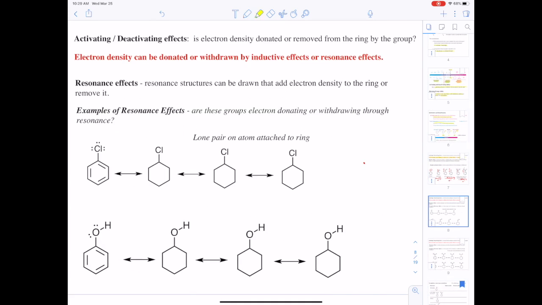Now the other way in which you can have electron donation or withdrawal to the ring is through resonance effects. So here we can look at chlorine or oxygen on the ring, and you can draw other resonance structures. For instance, these electrons can become a pi bond here, and these electrons have to go somewhere, so you can kick them up onto this atom. And then you could move these in to become a pi bond here and kick these up onto this carbon.